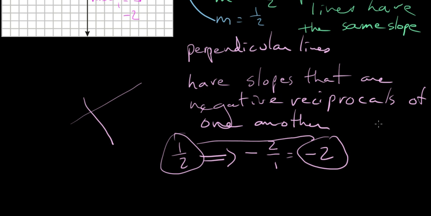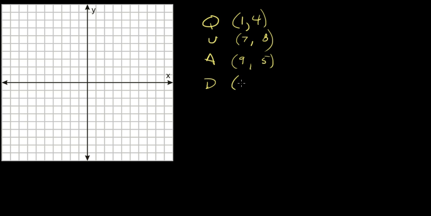So what does that all mean? Well, let's get rid of this, and I'm going to start with a new deal here. I'm going to give you a quadrilateral, QUAD, and we're going to ask a question about this quadrilateral. 7 and 8, and 9, 5, and 3, 1. So 1 and 4, 1 and 2, 4.